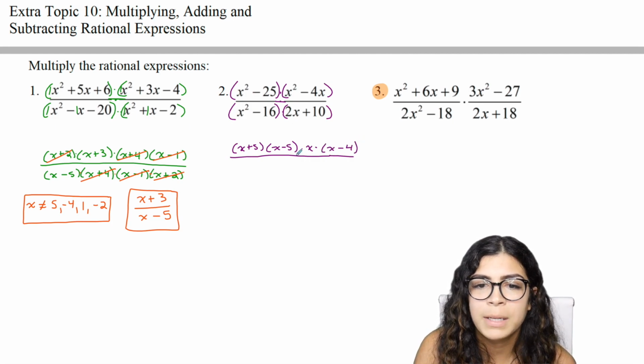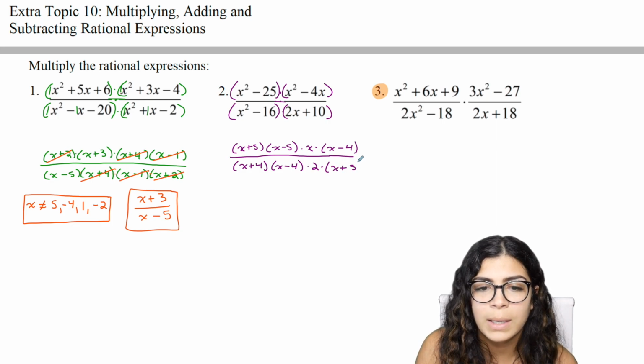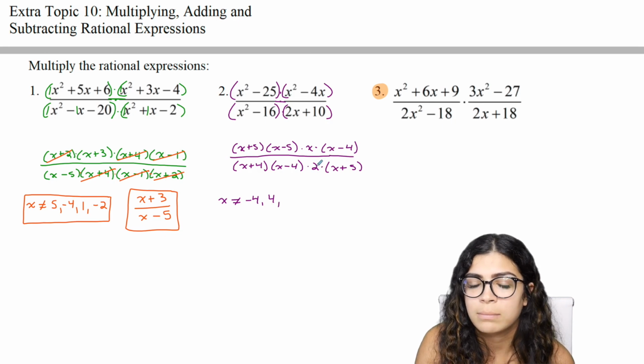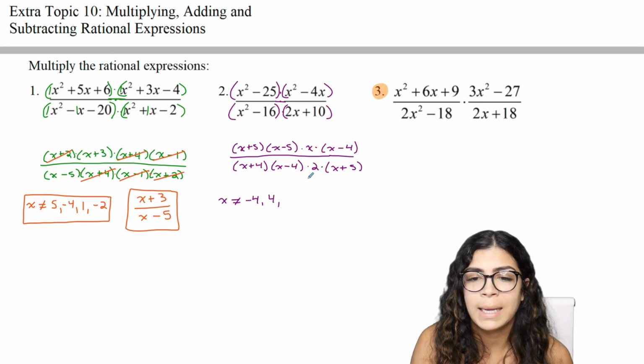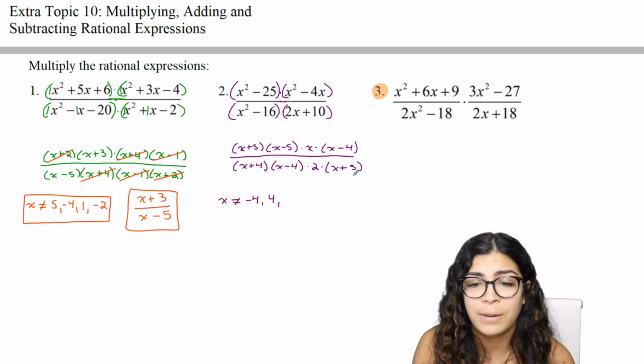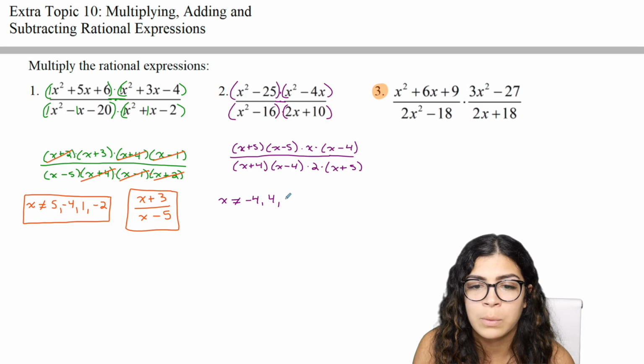All right, on the bottom here, that's also the difference of squares, so that'll factor into x plus 4 times x minus 4. And right here, I could factor out a 2, and that would leave me with x plus 5. All right, let's go ahead and write our excluded values. X cannot be negative 4, positive 4. Now this 2 doesn't have a variable, so that doesn't give me any excluded values, but x plus 5 will give me x equals negative 5, so x cannot equal negative 5 either.